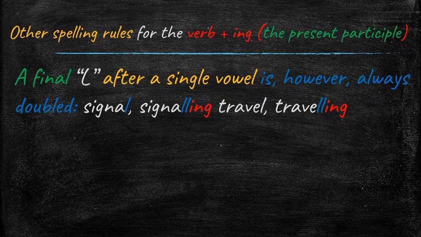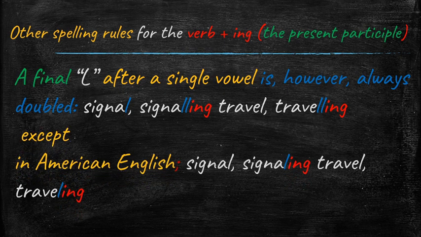Next, a final L after a single vowel is however always doubled. For example, signal, signalling, travel, travelling. Except in American English. In American English, we don't double the final L before adding ing. Keep it as it is and add ing. For example, signal, signaling.